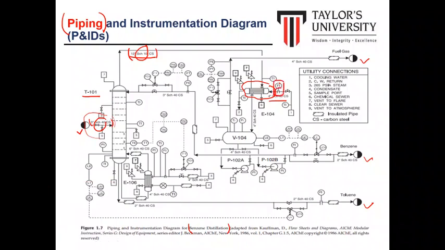So this basically refers to the vortex types. We have a lot of types of flow indicator. So this is for the vortex type, and we have another flow indicator, such as the orifice meter. It depends on the type of flow indicator that we use, so it is already defined or mentioned in this P&ID.